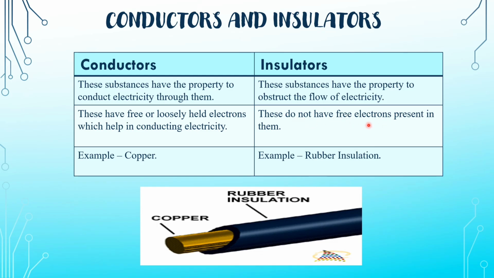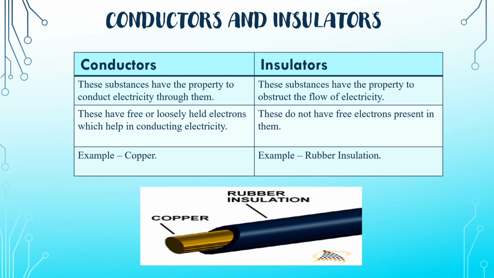For example, let's consider copper. Copper is a good conductor. It conducts electricity. But the example of an insulator is rubber insulation. In the given diagram, copper conducts electricity, and the rubber insulation, as it is an insulator, doesn't conduct electricity. So this is an example of a conductor and an insulator.